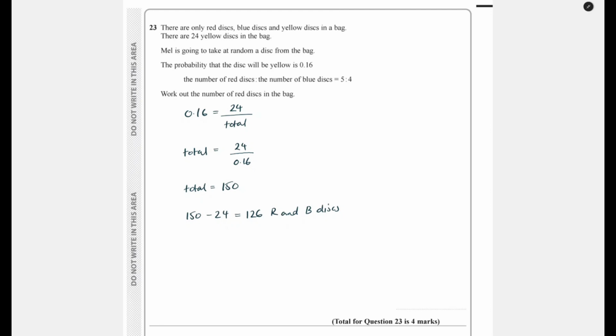Now we know that the ratio is 5:4 for red discs to blue discs, and so the total ratio is out of 9, and so we can say the number of red discs is equal to 126 multiplied by 5/9, and that is equal to 70. So there are a total of 70 red discs in the bag.